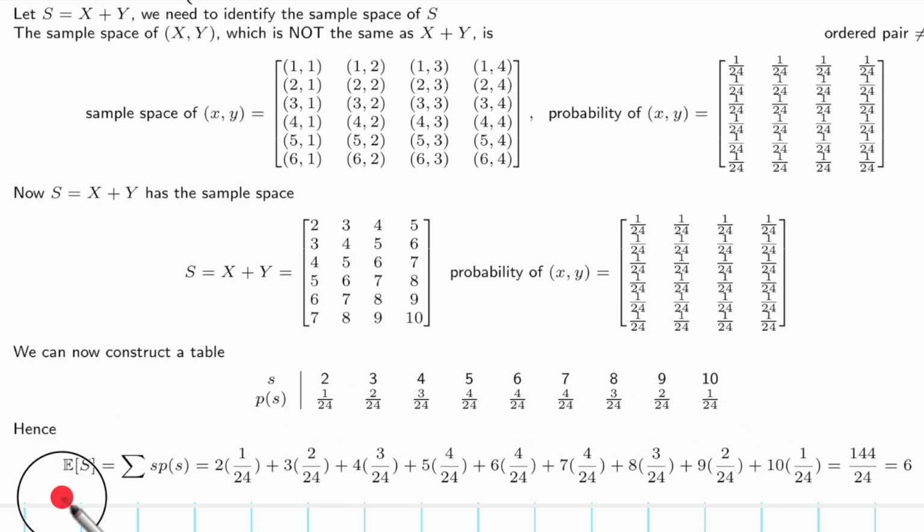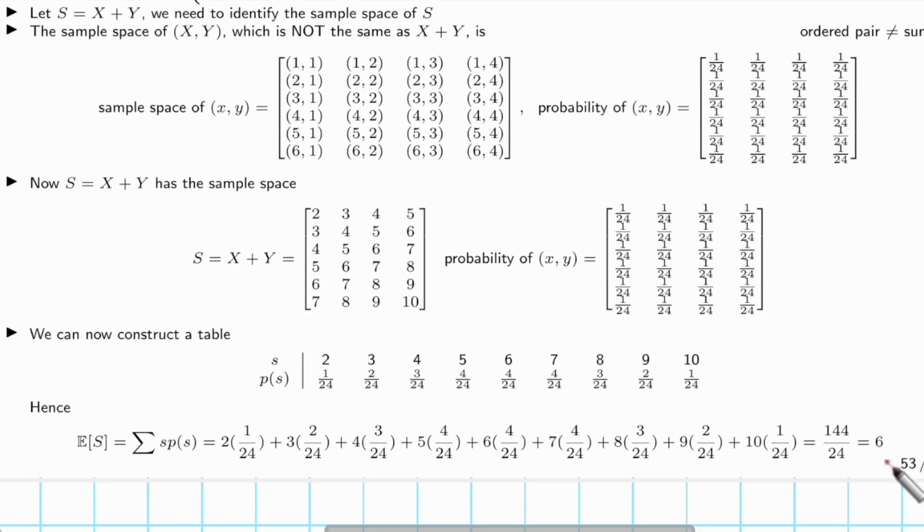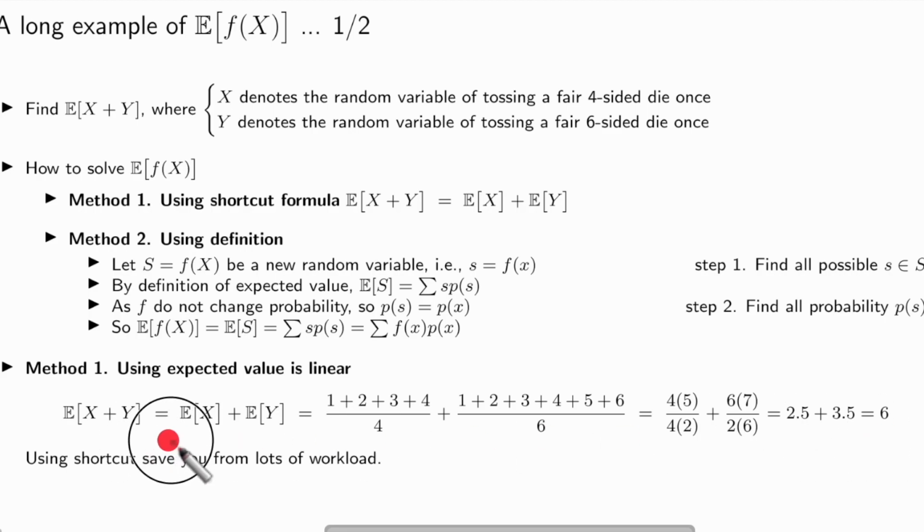Therefore, what's the expected value of S? By definition, it is the sum of the product s times P(s). It will be this number multiplied by this number, plus this number multiplied by this number, and so on until the last. You have this long sum, and when you compute it, it will be 6. This 6 is exactly the 6 we get if we use the formula that expectation is linear. So you see, using the shortcut formula that expectation is linear saves you a lot of work.